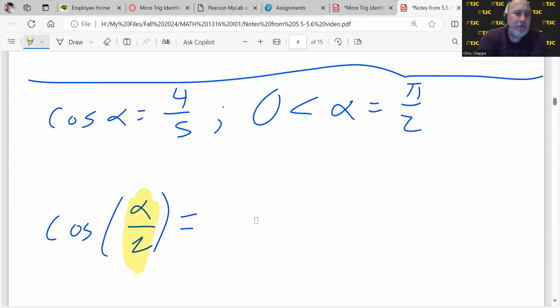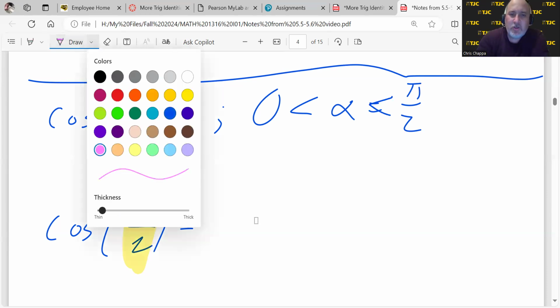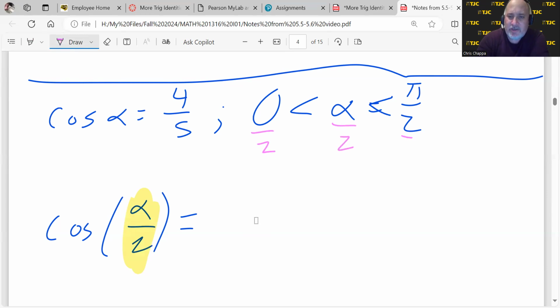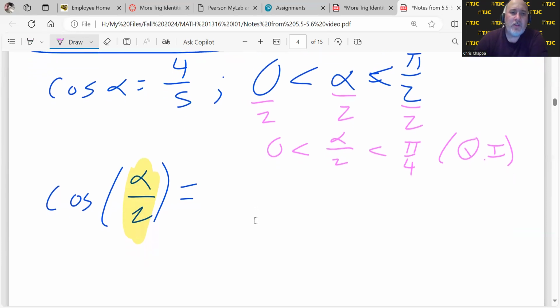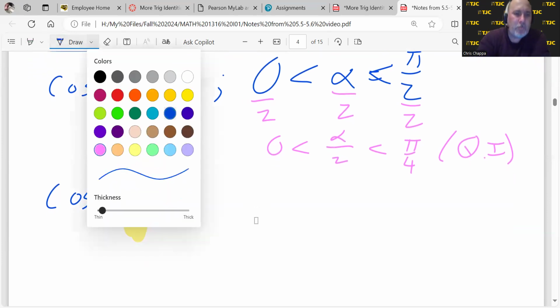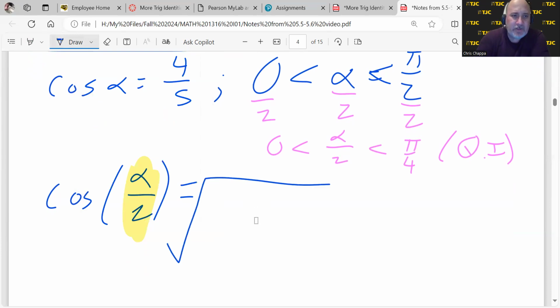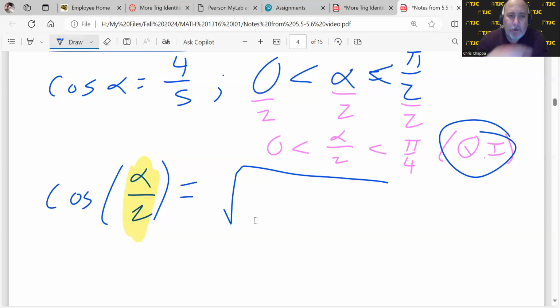We're told where alpha is, but we want to know where alpha over 2 is. So we can take this compound inequality, divide everything by 2, and transform it to 0 is less than alpha over 2 is less than pi over 4, which is still in quadrant 1. Pi over 4 is 45 degrees. If you're between 0 and 45 degrees, you're in quadrant 1. So what that means is when we take the square root, we're going to use the positive version because we're in quadrant 1.